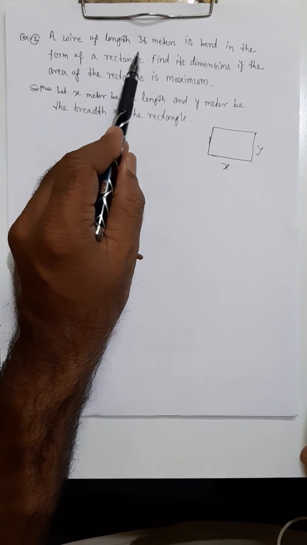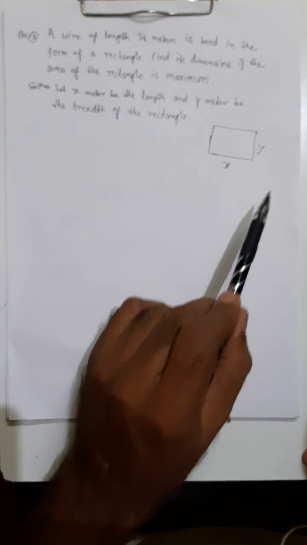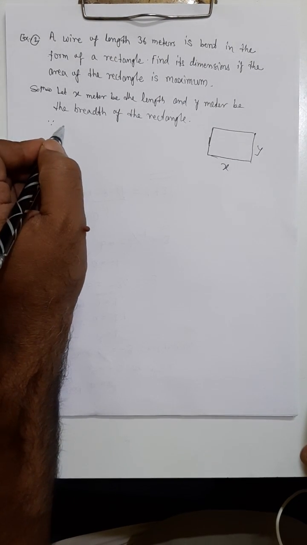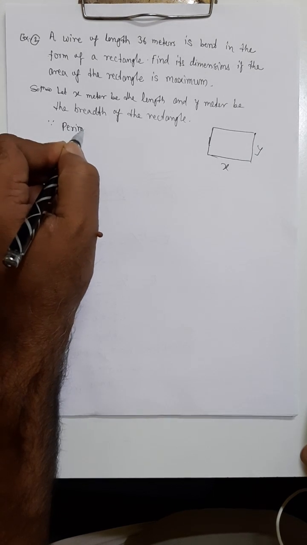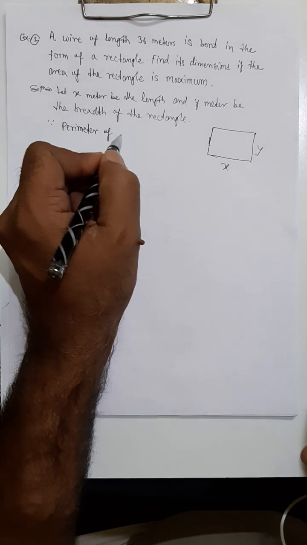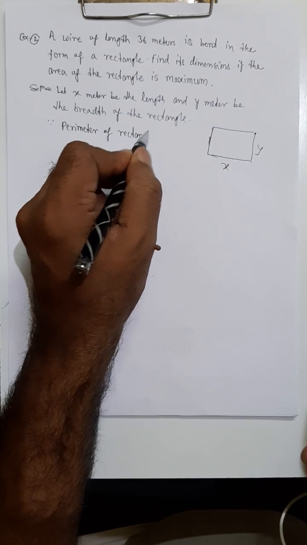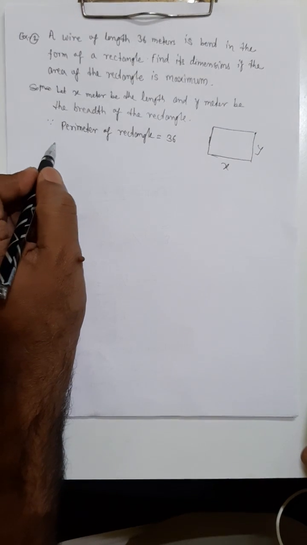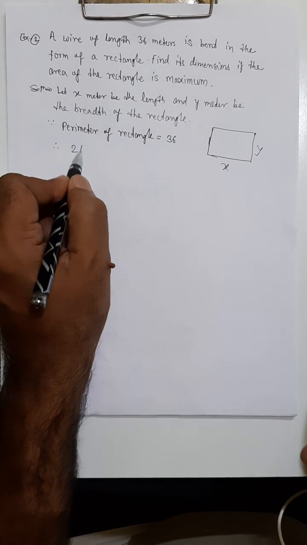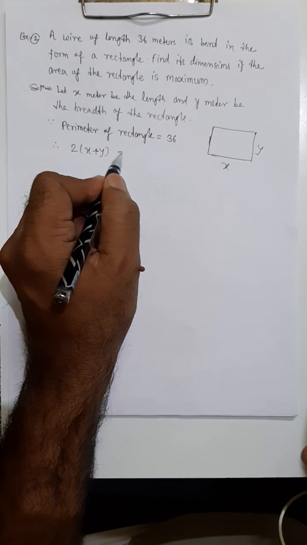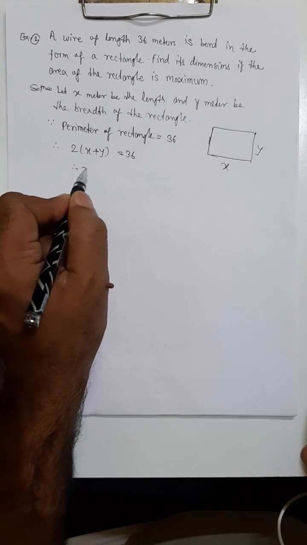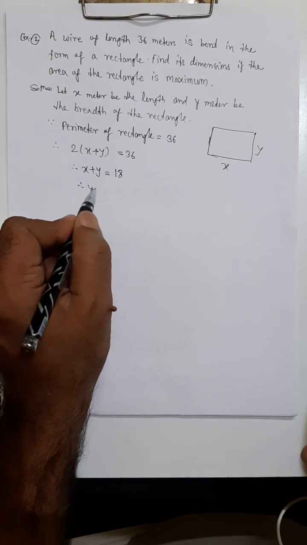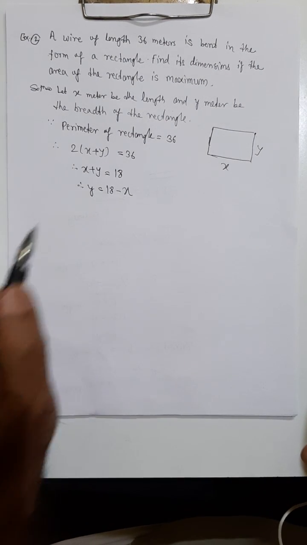So, here a wire of length 36 meters is given. That means the perimeter of the rectangle is given. Since the perimeter of the rectangle is given, perimeter means the sum of all sides, and that is given as 36, and we know the formula for the perimeter of a rectangle, that is 2 in bracket x plus y is equal to 36. So this gives x plus y equal to 36 divided by 2, that means 18, and from this we get y equal to 18 minus x.